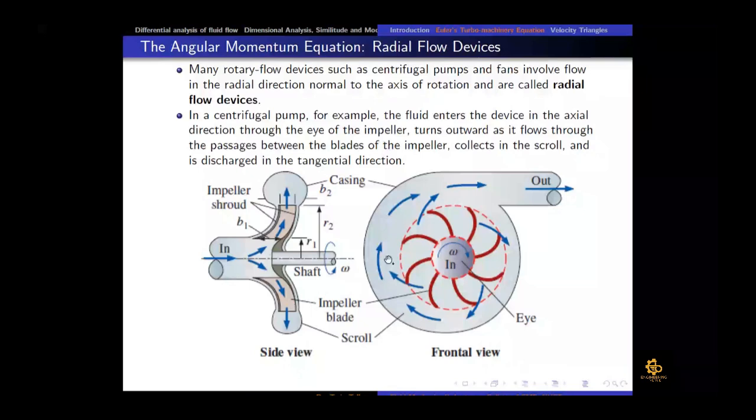So in a centrifugal pump, for example, the fluid enters the device in the axial direction through the eye of the impeller, which is shown here, right? And then it turns outward as it flows through the passage between the blades of the impeller, collects in the scroll, this big casing that is called the scroll, and is discharged in the tangential direction. So it is discharged in the tangential direction when we look at it in terms of this blade. This motion is in the tangential direction going out.